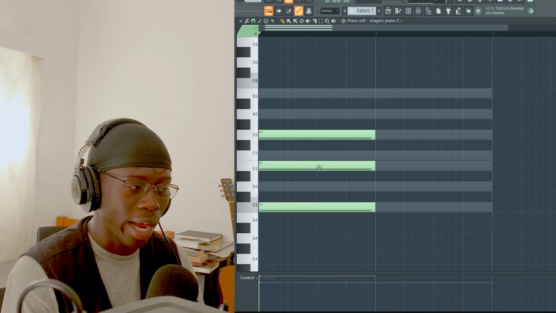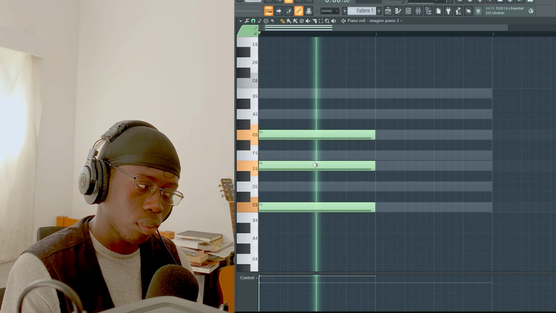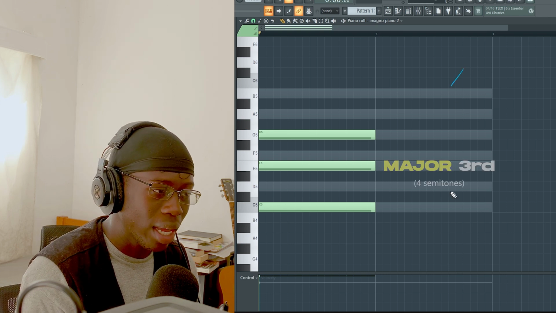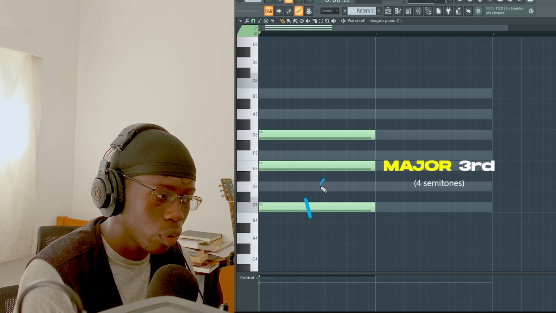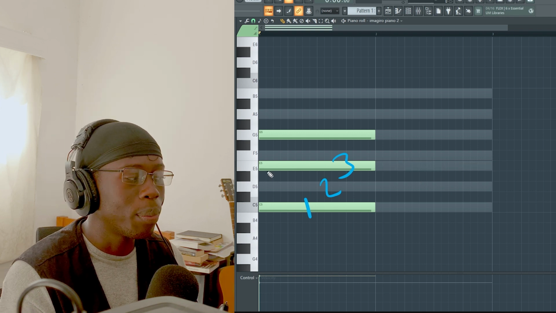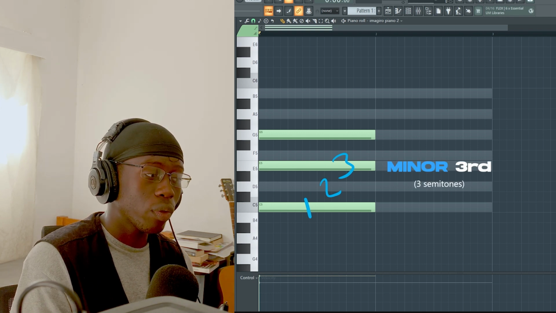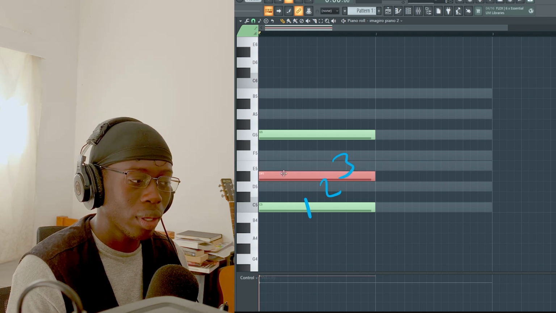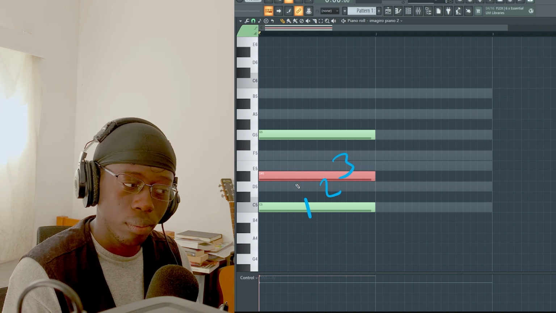Now, the reason why we need to know these intervals is because they'll help us understand 90% of our chords, if not all of them, because they have variations. Let's go back to our major triad. We covered that in a major triad, we have a major third. 1, 2, 3. Now, a variation of the major third would be the minor third. So we just take it down by a semitone. And now we have a minor triad.